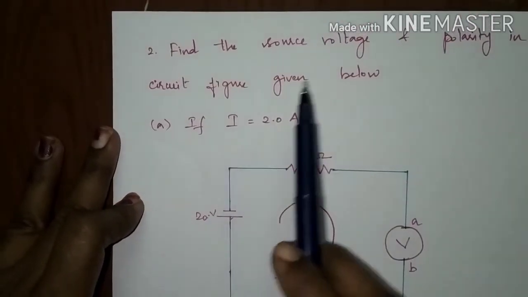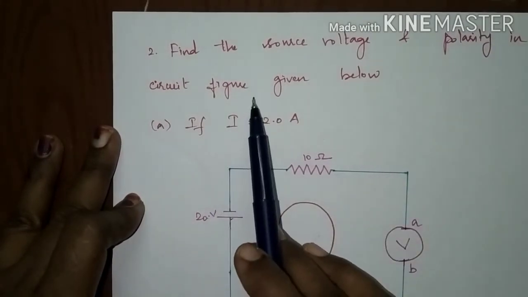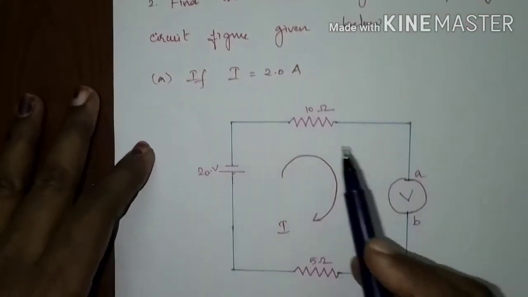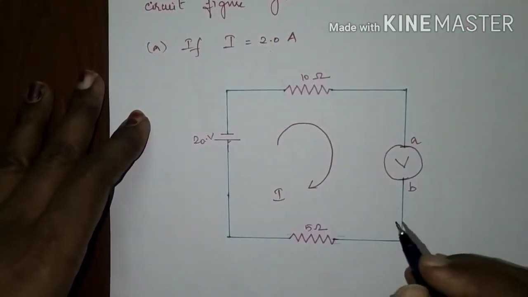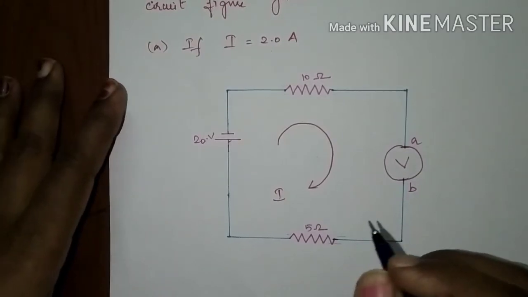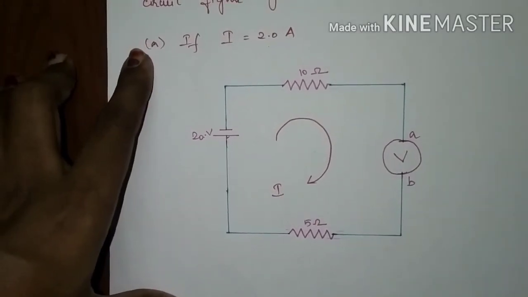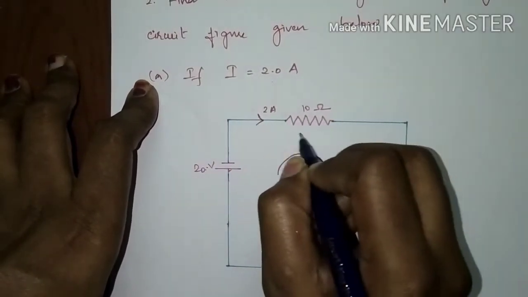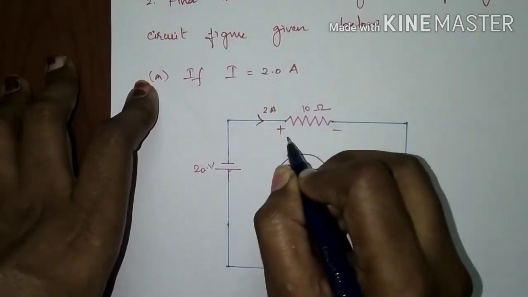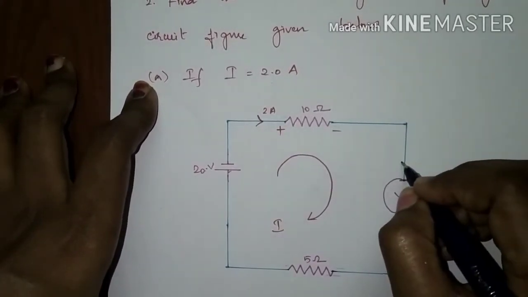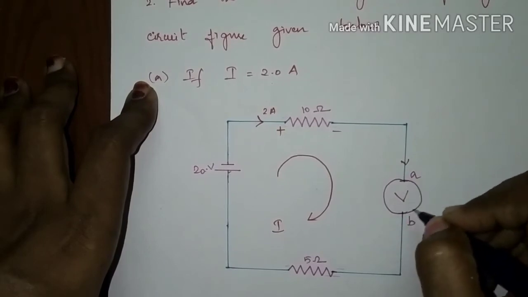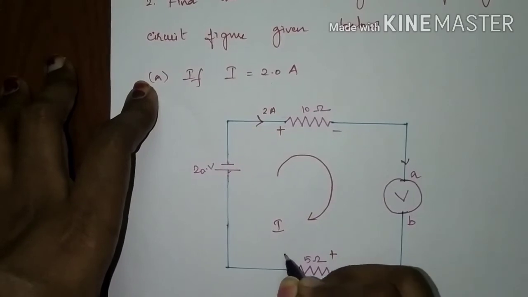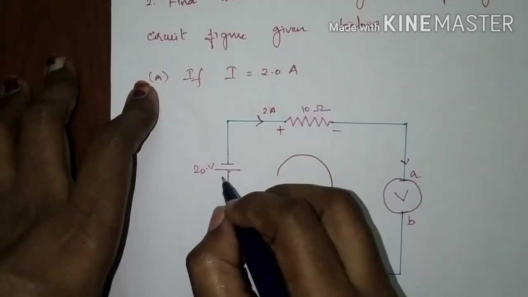In this problem, find the source voltage and the polarity in the circuit shown in the figure. The current has been given as 2 ampere and is flowing in the clockwise direction, so we can apply KVL and it is very easy. Assuming 2 ampere current is flowing here, the resistive element produces a potential fall. Here they have not given the polarities of the terminals, so assume positive where the current enters, and negative where it leaves, for each element.